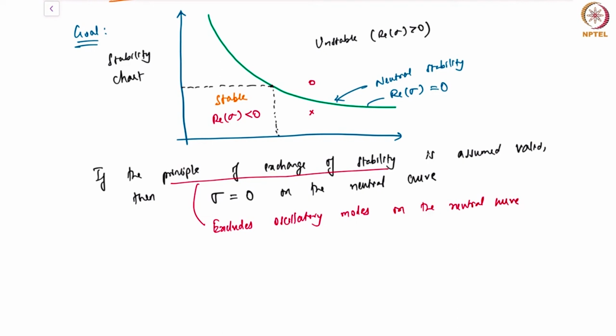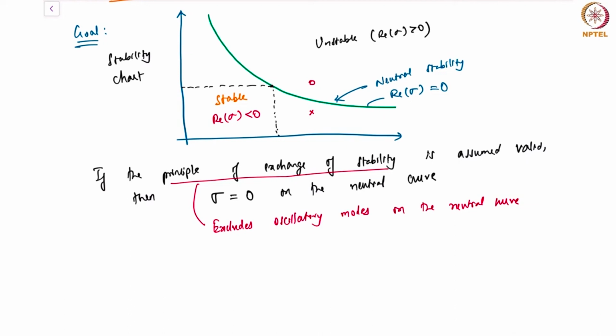So it just says that on one side of the neutral curve you have stable, that is damped solutions. On the other side of the neutral curve you have unstable solutions. But on the neutral curve you actually have a solution which is neither growing nor decaying, and it's also non-oscillating. Okay, that's very important. These are non-oscillatory solutions. So sigma, which means that both its real part and imaginary part are identically 0.